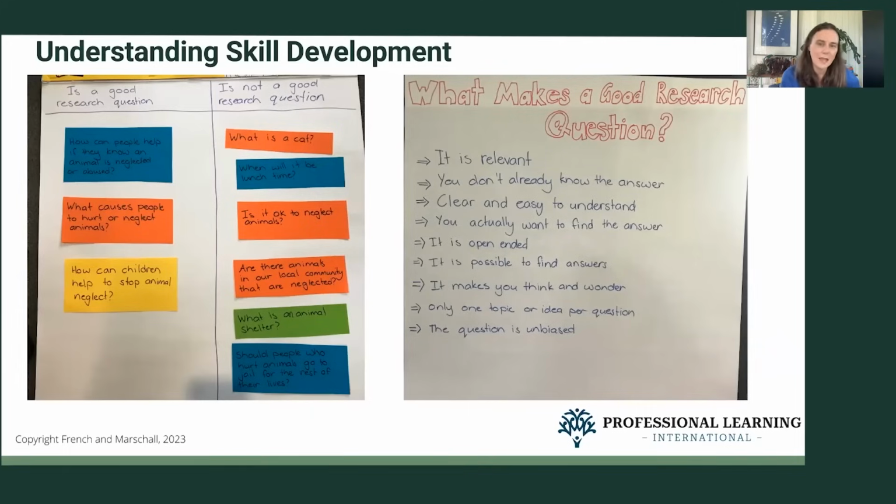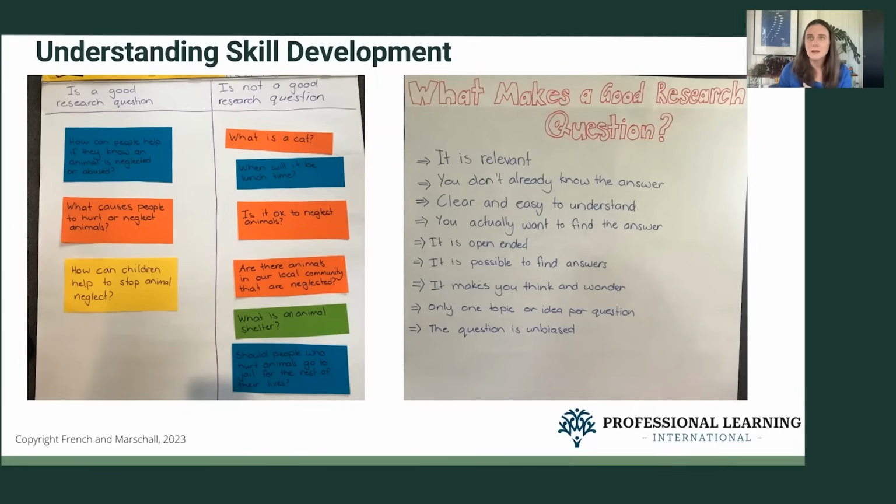But again, looking at a particular context. So those prompts were as if the students were doing a unit around animal rights and neglect of animals. And so the questions in terms of what would support a good research question for that unit were still sorted by the students. And then from that, they were asked what makes a good research question.